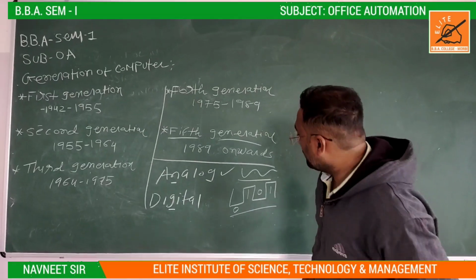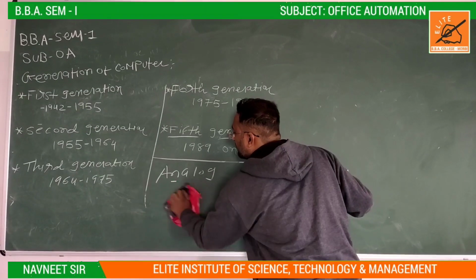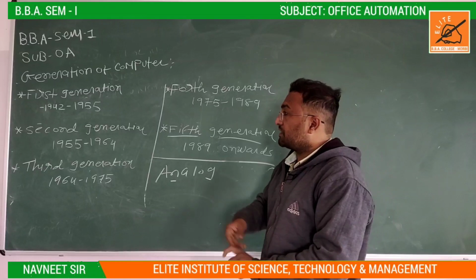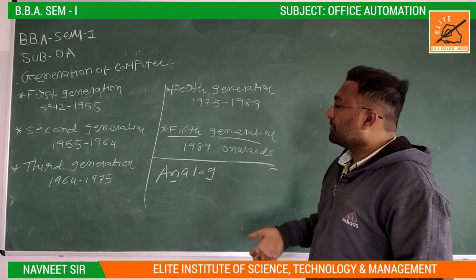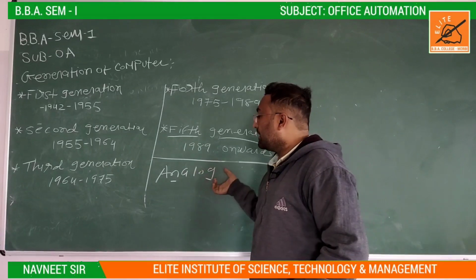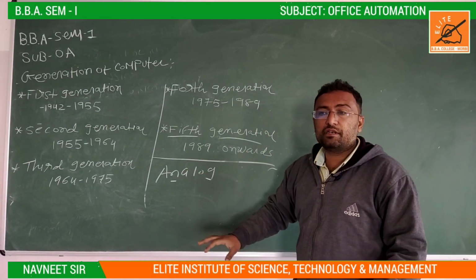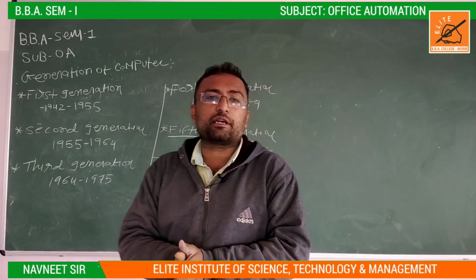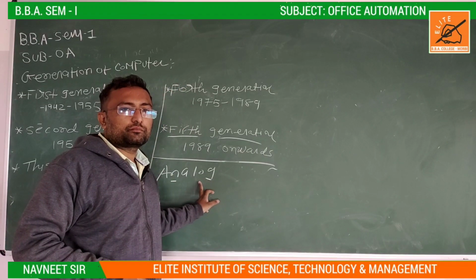So today we have learned about generations of computer: first generation, second generation, third generation, fourth generation and fifth generation, and regarding analog computer. Analog computer was the base, the foundation for making digital computers.